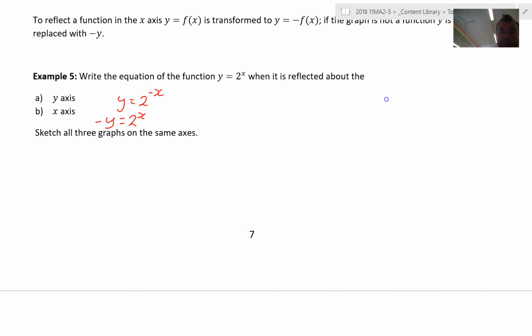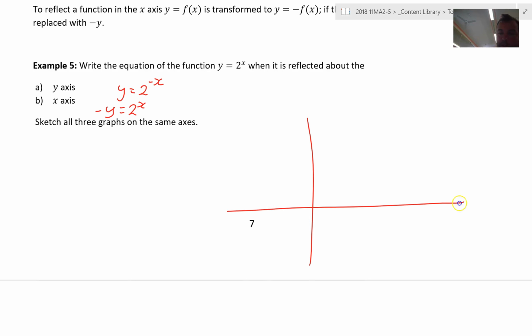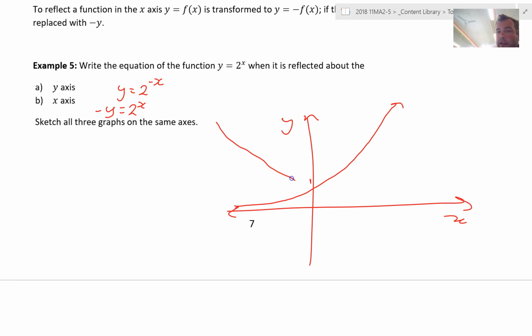So, we're going to sketch all three of them on the same axes. Here are our axes, x and y. Now, y equals 2 to the x. Remember, this is an exponential. It looks like this, crosses here at 1. Now, if I reflect that in the y-axis, then it's going to be like that. Remember, there's an asymptote. That's Mrs. Buffia somewhere, pretending to do maths. Hang on to Mrs. Buffia, you won't see her again.